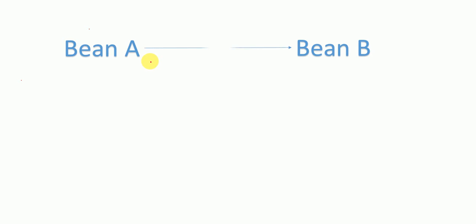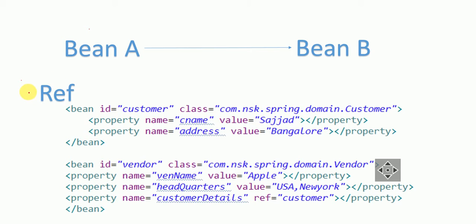If there are two beans, bean A and bean B, and bean A references bean B, then we have to provide this configuration information explicitly. You can go to that video to see how we provided it. Let me give that example. With the help of the reference attribute only, we have provided that bean reference information.